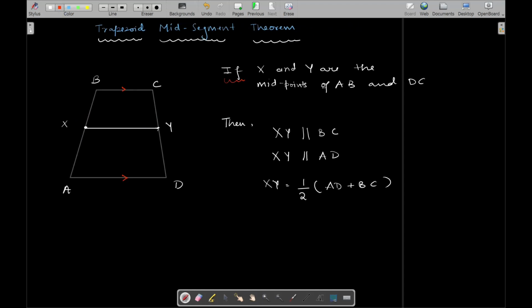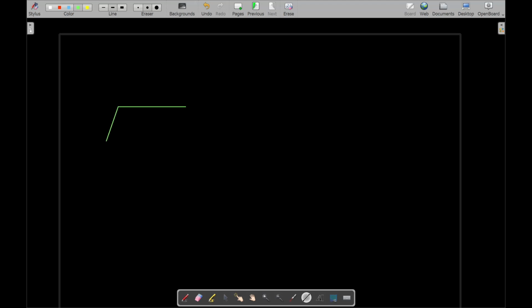So if this is given, then this will follow. If X and Y are the midpoints of AB and DC respectively, then XY is parallel to BC and XY will also be parallel to AD. And then XY is just half of AD plus BC. You can remember it like this: XY will be the average of the two parallel sides.